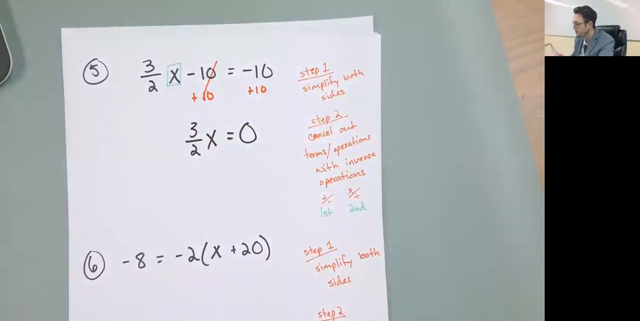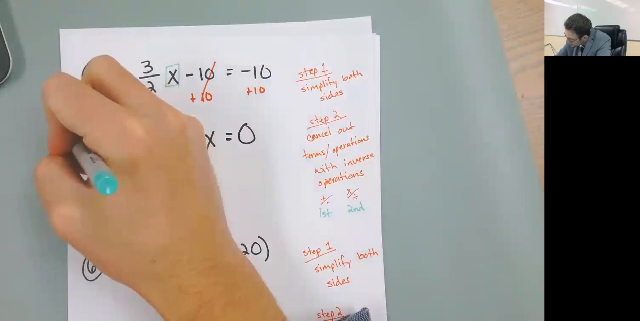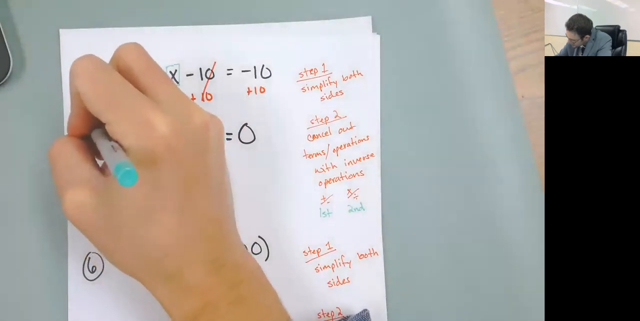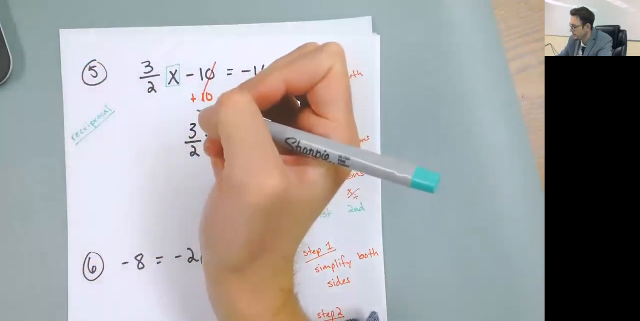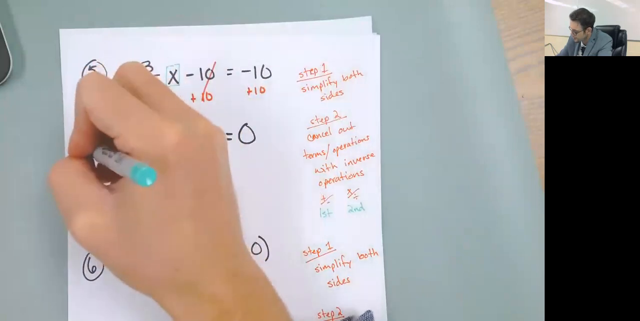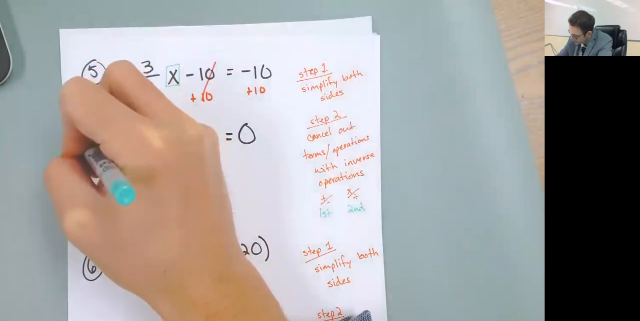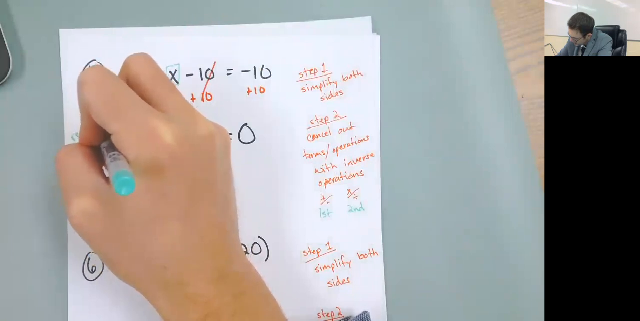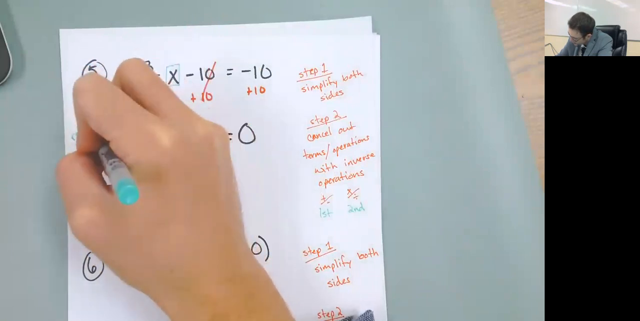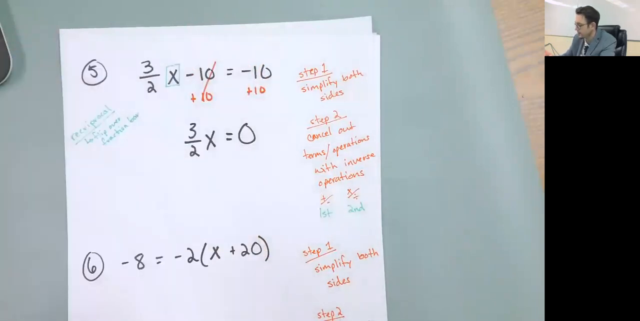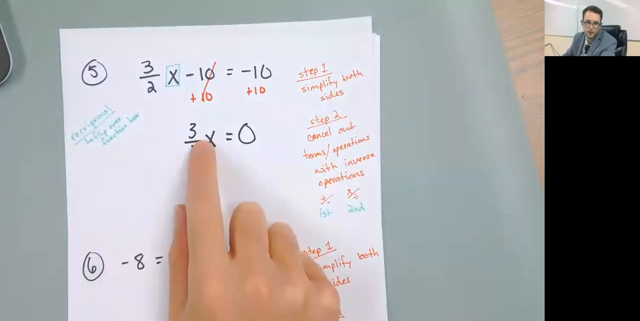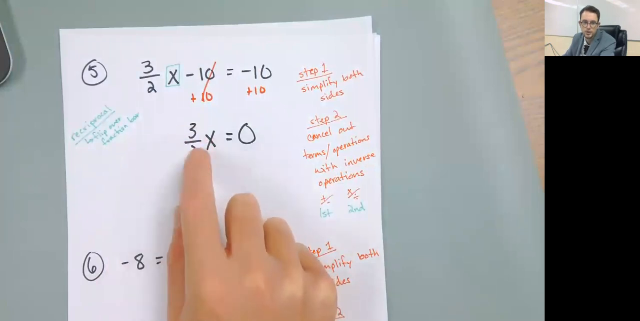Now here's a fancy little word that you guys may have heard, hopefully have heard: reciprocal. All right. And what that means is flip over the fraction bar. Flip it over the fraction bar. So whenever you have a fraction multiplication and you want to cancel it out, you multiply by the reciprocal.